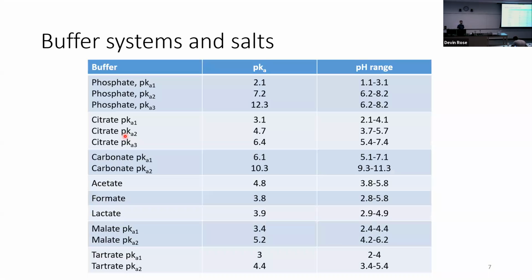This is just some pKa's of some different acids that we've talked about, and then what pH range they're good buffers. So you'll see it's just plus and minus 1 from the pKa. So phosphoric acid, the first acidic proton, can buffer between 1.1 and 3.1.